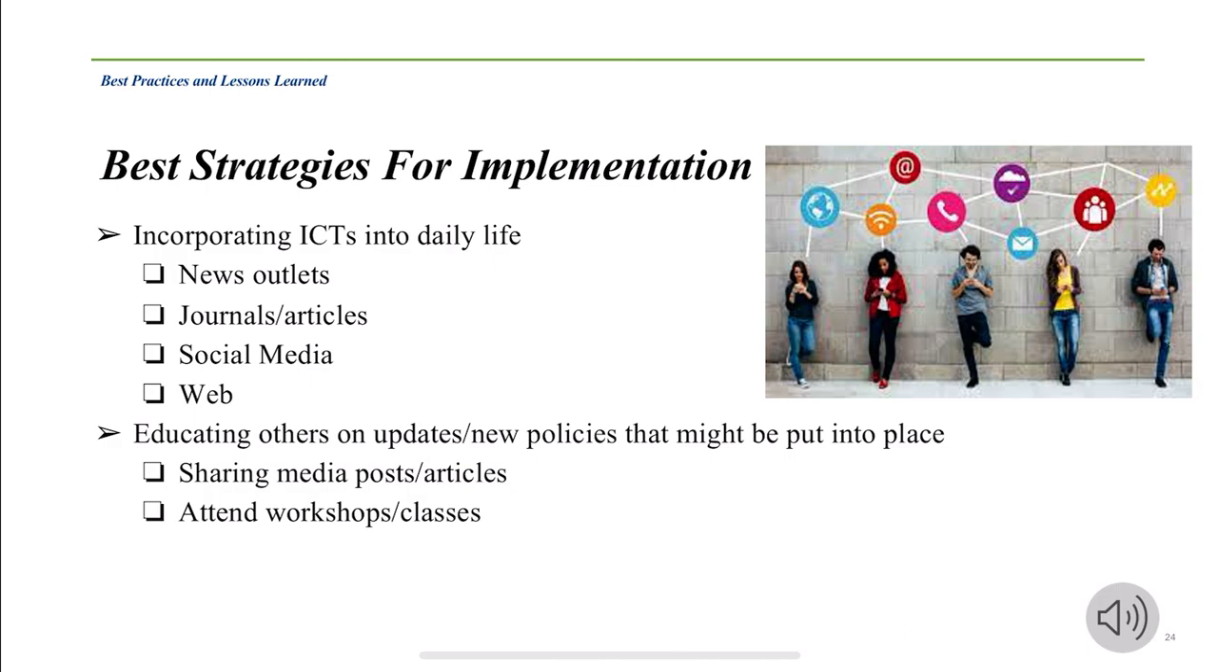Best strategies for implementation of e-government include incorporating ICTs into daily life. This may look like participating in the digestion of news outlets, journals or articles, social media, and or web. Another source of implementation includes educating others on updates or new policies that might be put into place. This may look like sharing media posts and articles with others or attending workshops or classes to better educate yourself.